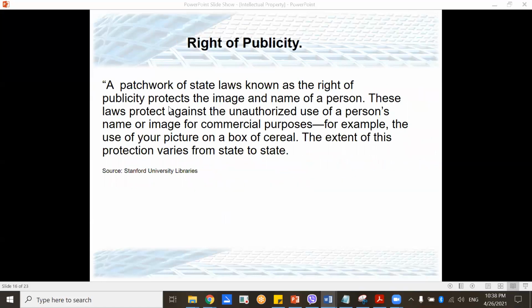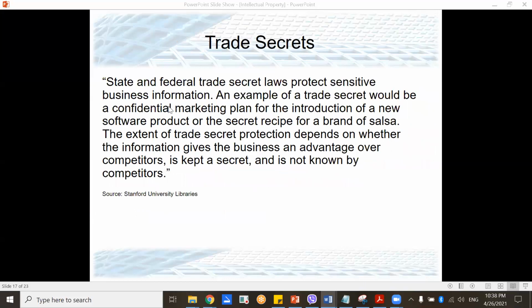Now, let's talk about trade secrets, which is the fourth type of intellectual property. What are trade secrets? State and federal trade secret laws protect sensitive business information. An example of a trade secret would be a confidential marketing plan for the introduction of a new software product, or the secret recipe of a brand of salsa or a drink.